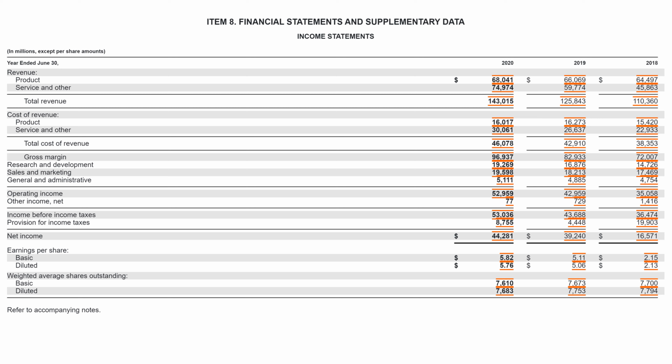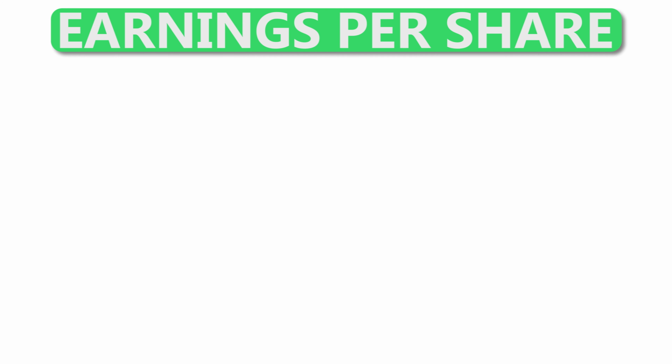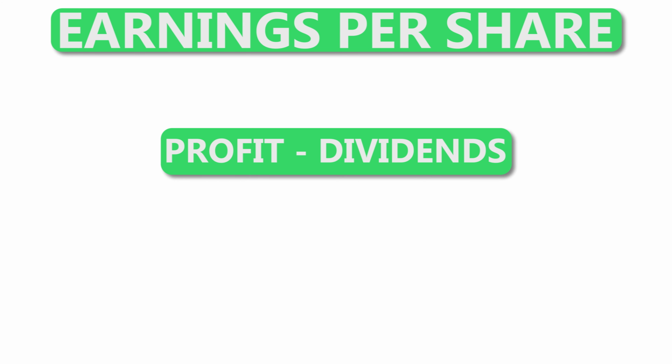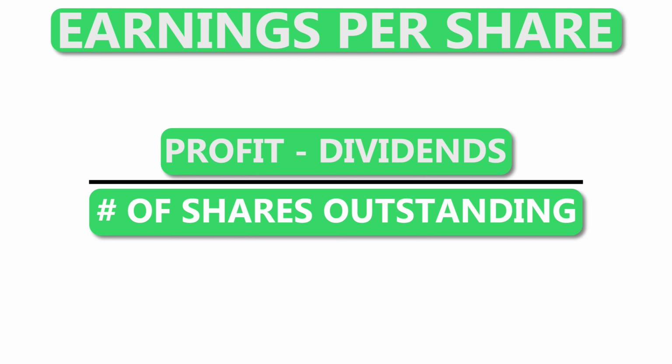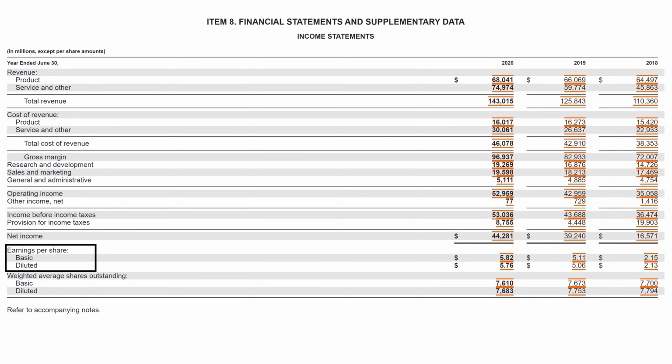Now, I know I said the net income was the bottom line of an income statement, but income statements also come with additional information, such as earnings per share. So the earnings per share is simply just the profit minus dividends divided by the number of shares outstanding. What this tells us is how much profit this company brought in per each share of the company.